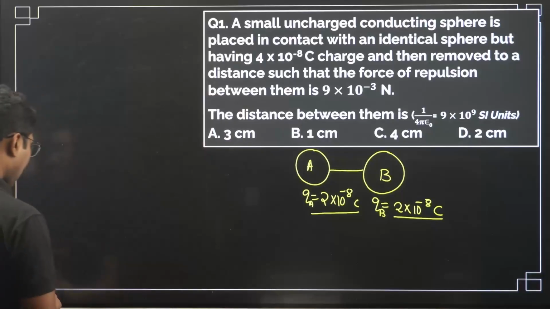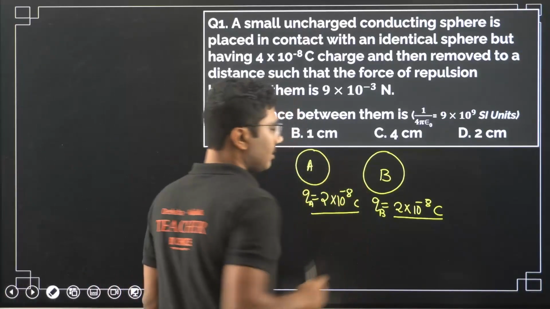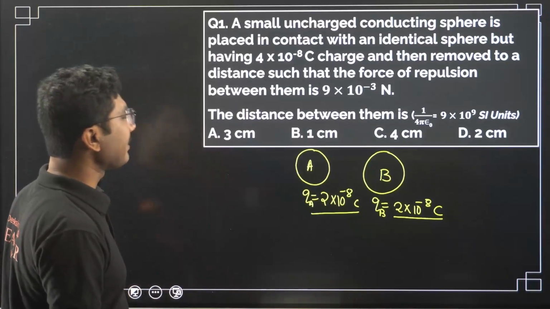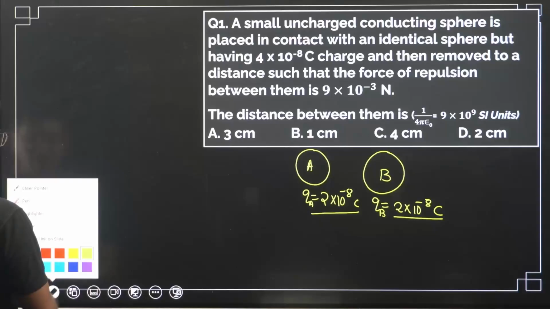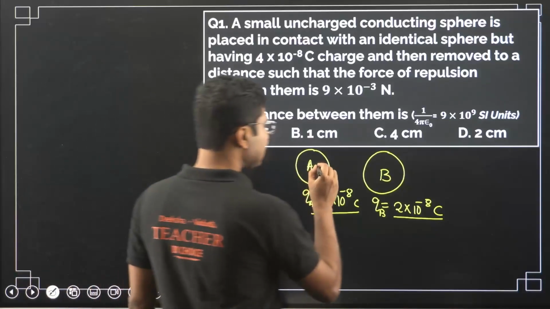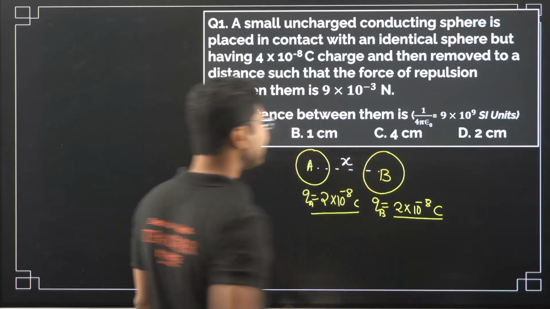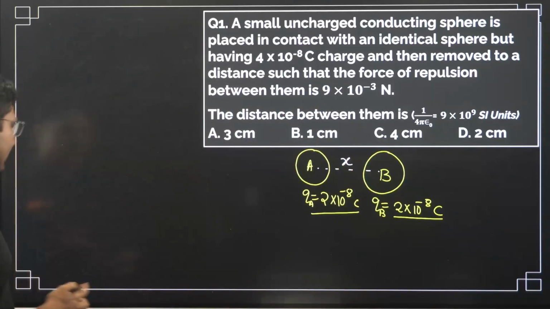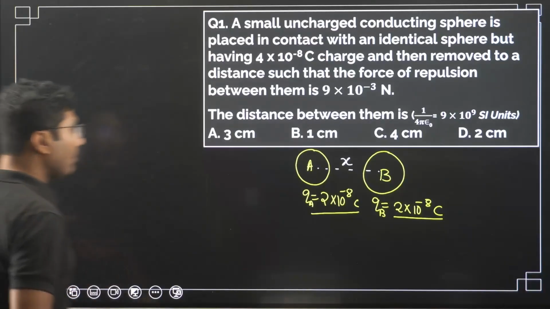Now after that, you have broken the connection and they are kept at a certain distance. The distance is not given. So we will assume that the distance is, say, x. Distance between them, say, x. That we have assumed. Right, now what?